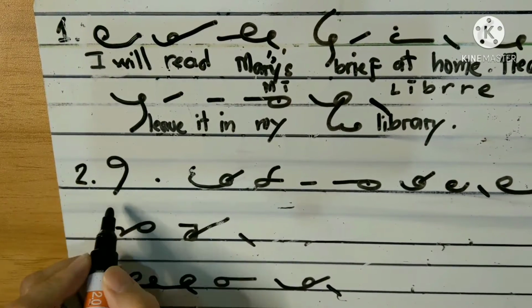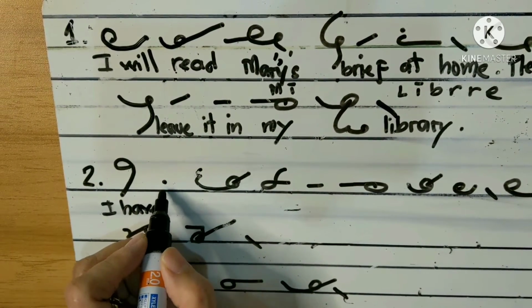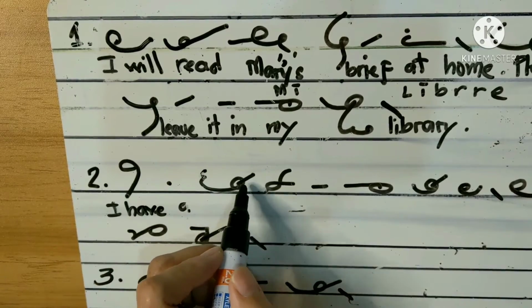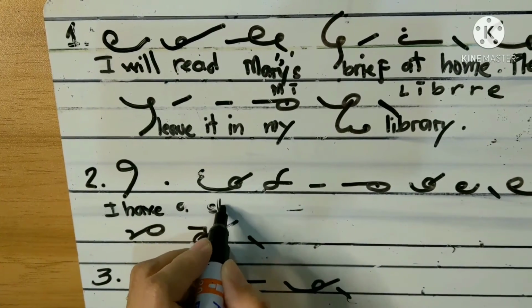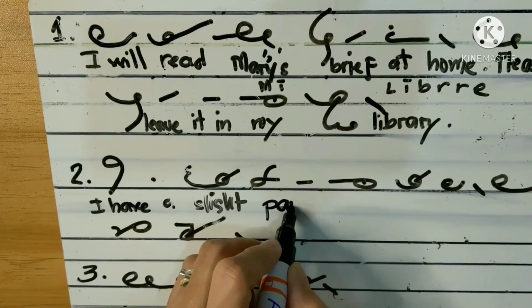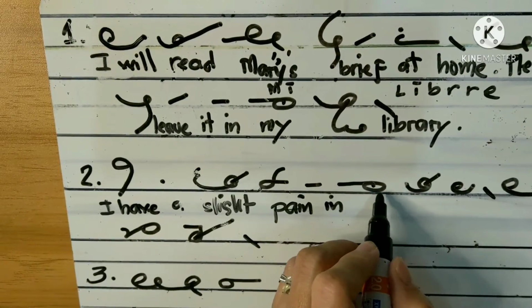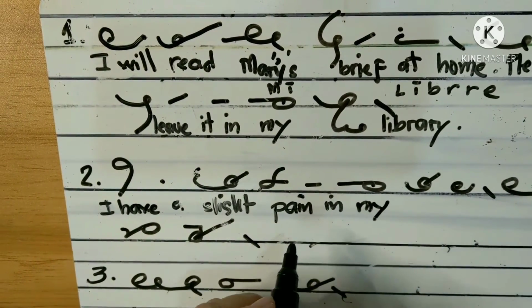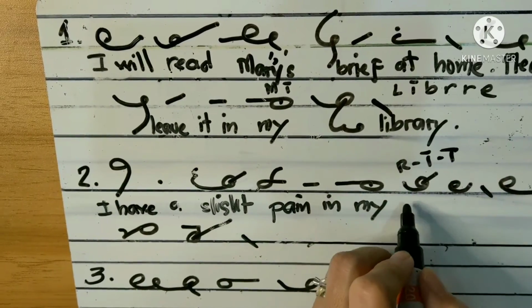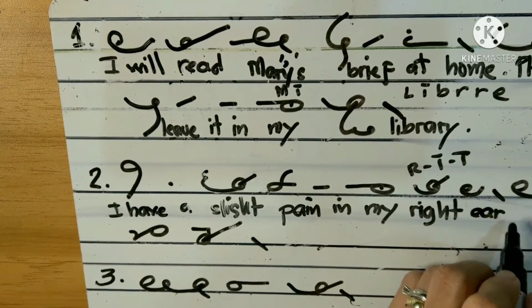I have, sa brief forms, this is a or an. So, I have a S-L long I-T, slide. P-A-N, pain, in, M long I, my, R long I, T, right, ER, ear, period.